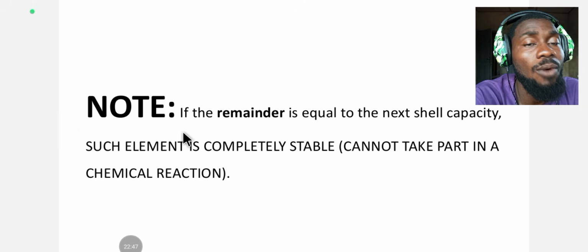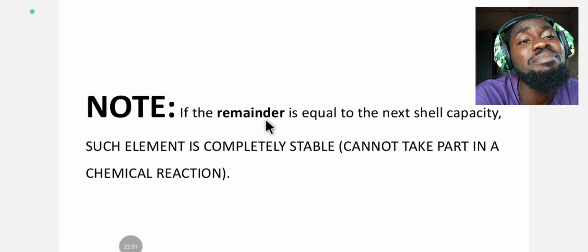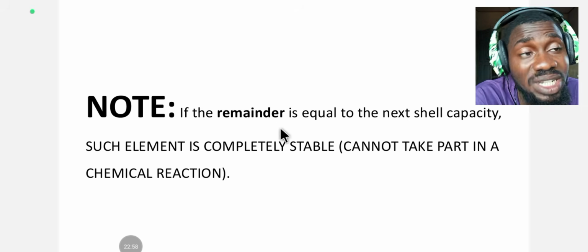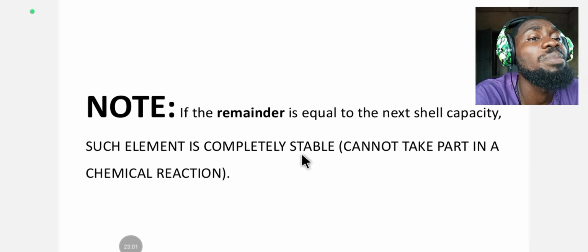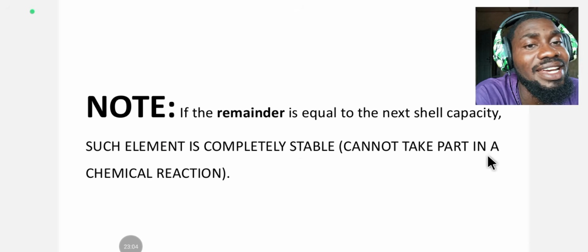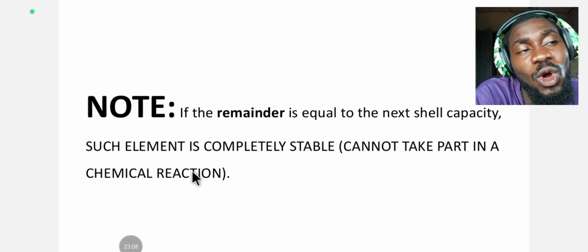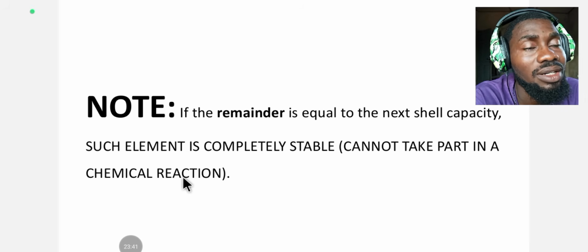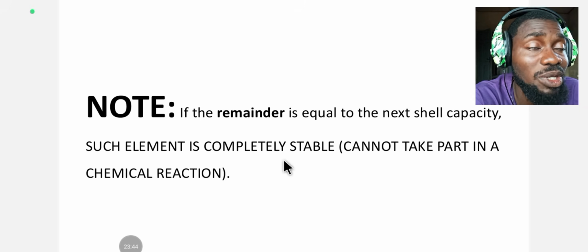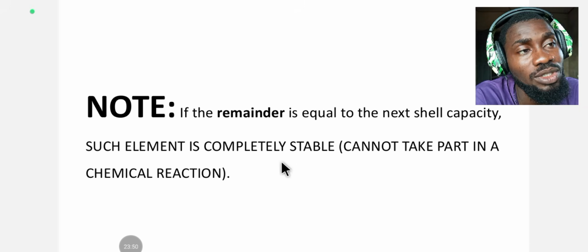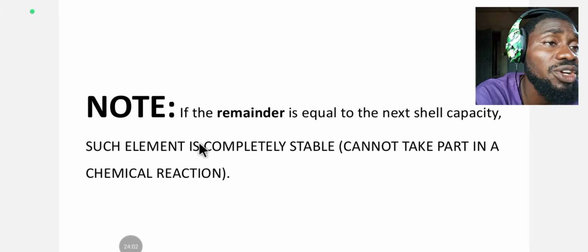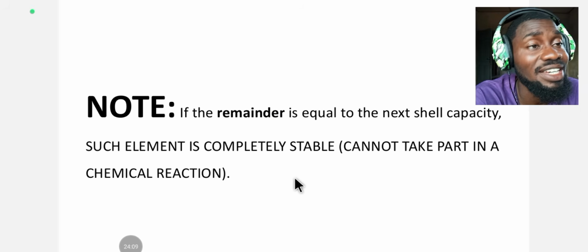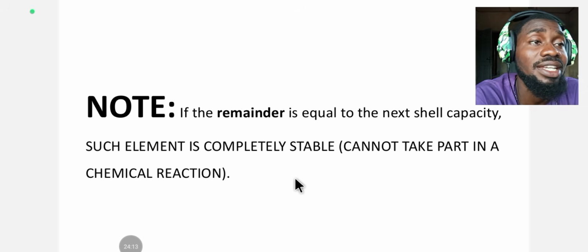Moving on, I want you to note something very important. If the remainder is equal to the next shell capacity, such an element is completely stable and cannot take part in a chemical reaction. These elements are called what in the periodic table? They are called the noble gases, which have a completely filled outermost shell. So they are stable, they can't take part in a chemical reaction. Why? Because they don't have electrons to donate and they can't receive electrons because their outermost shells have been filled with electrons. They can't take part in redox reactions.